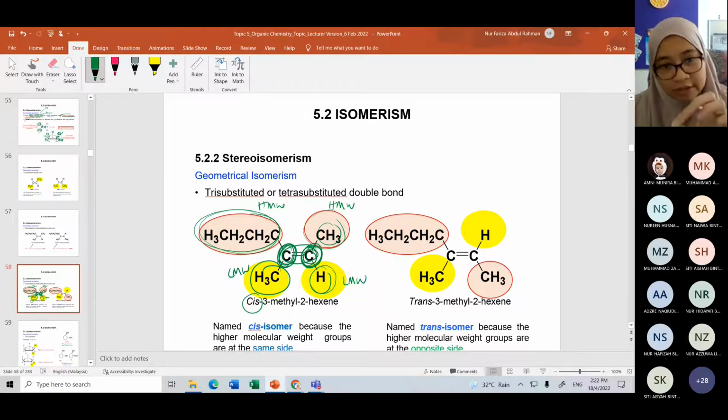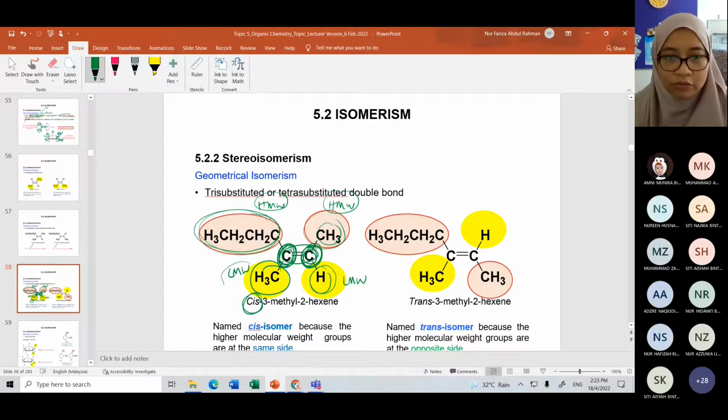So for this carbon, you identify which one has the higher molecular weight and which one has the lower molecular weight for that particular carbon. And only then do you switch to the other carbon. You use the same approach that you used for the previous carbon just now. Therefore, this is cis, because the high molecular weight groups are located on the same side.